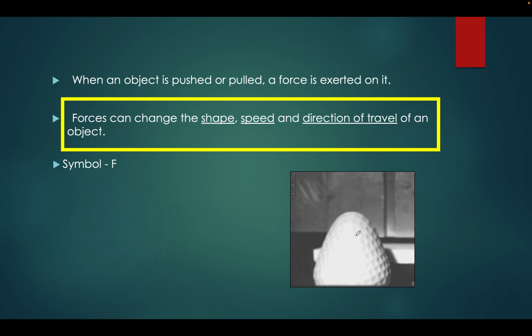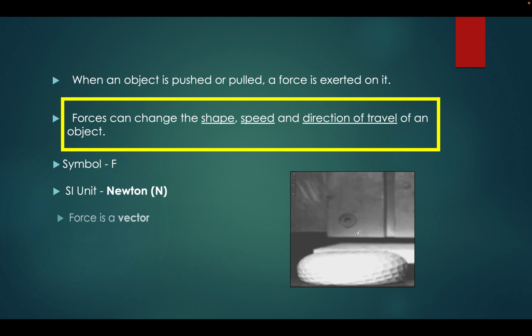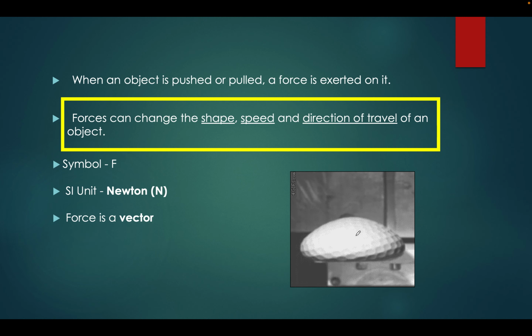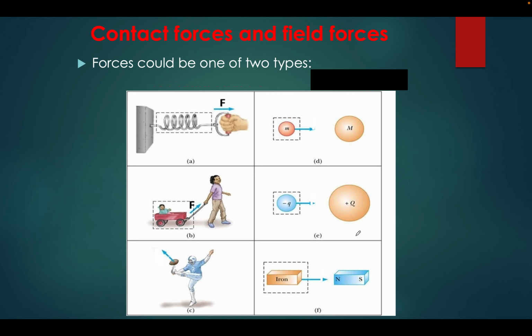The symbol we use for force is F. The unit is newtons, named after the scientist. It's a vector, so it has a direction. There are two types: a contact force and a field force. The contact force is a touching force. The field force is not touching.